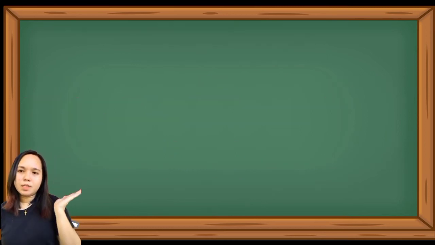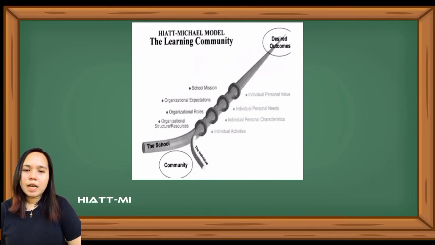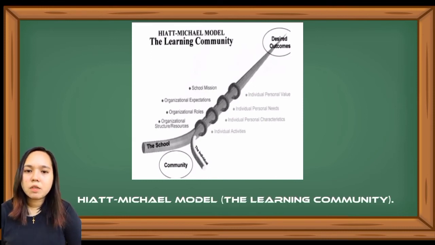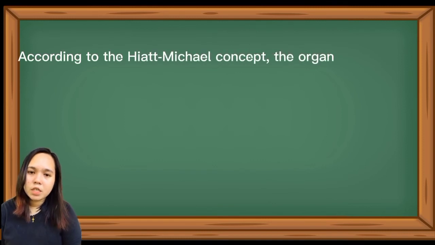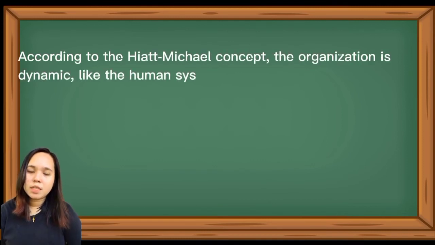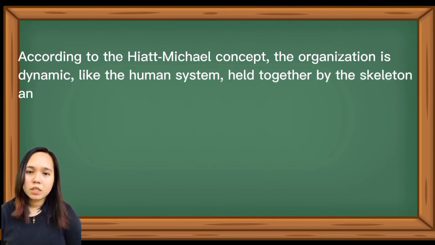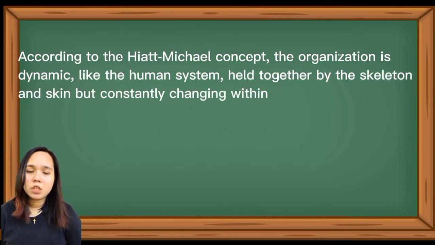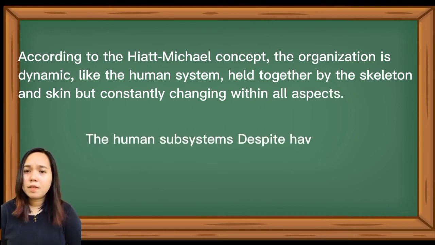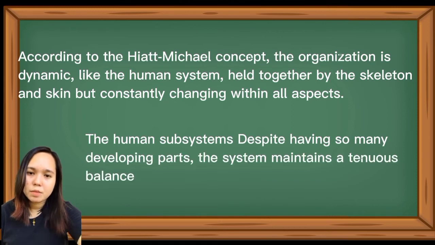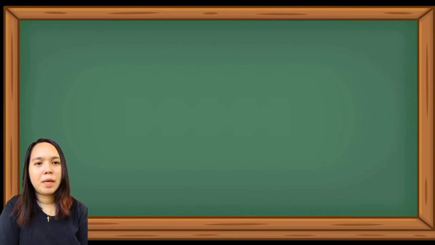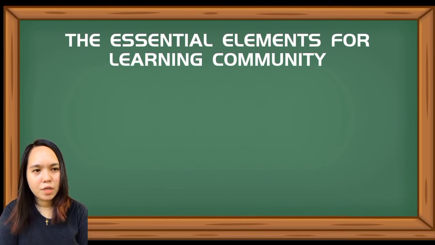Let's take a look at this picture. This is the Hyatt-Michael model for the learning community. According to the Hyatt-Michael concept, the organization is dynamic, like the human system, held together by the skeleton and skin but constantly changing within all aspects. The human subsystems, despite having so many developing parts, maintain a tenuous balance. According to Hyatt-Michael 2001, these are the essential elements for a learning community.